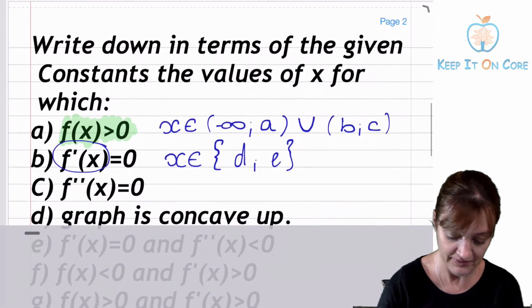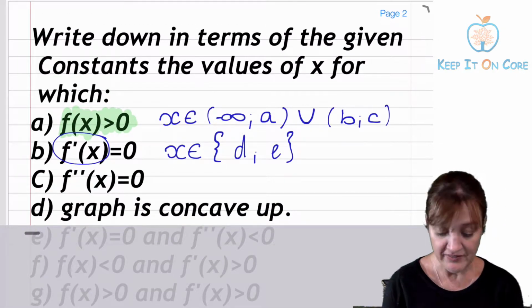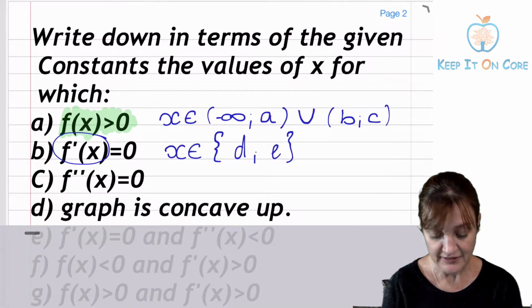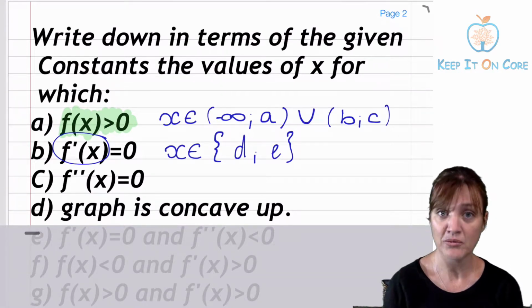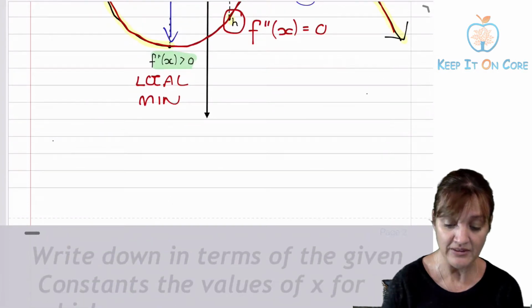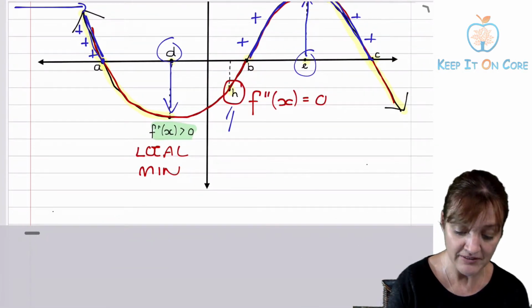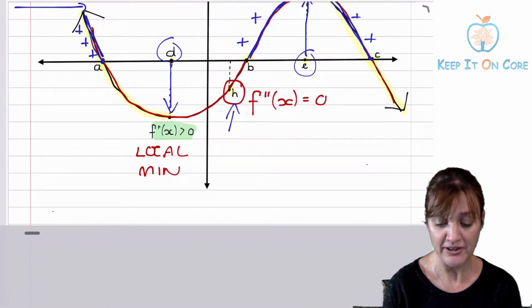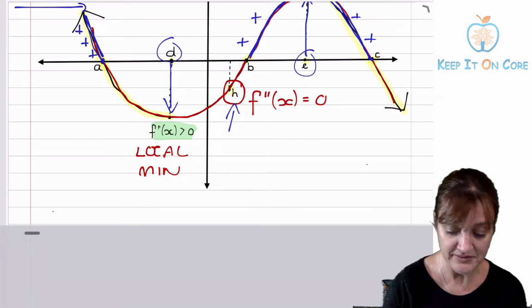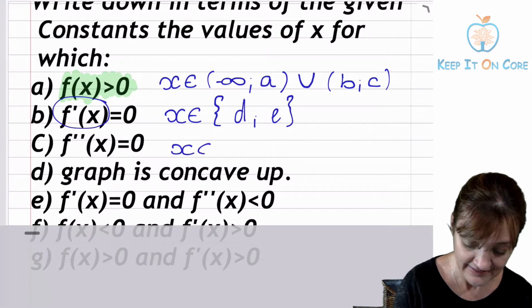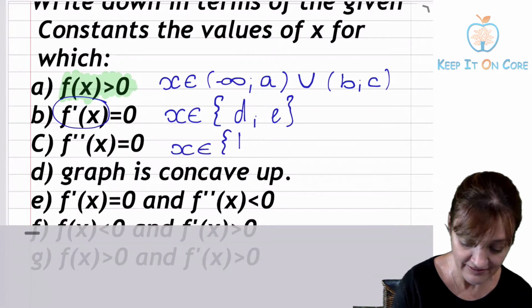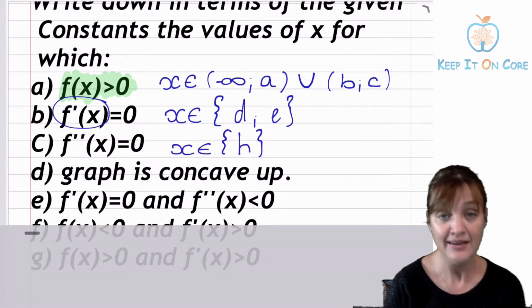Done. Okay. For which values of x is my second derivative equal to 0? What was your second derivative equal to 0? That was your point of inflection. Okay, what is the value of x at your point of inflection? We said it was h. So x is an element of, and the x value at that point was h.